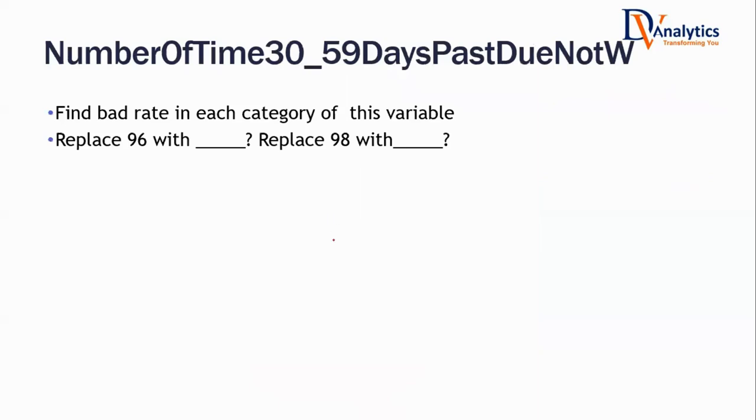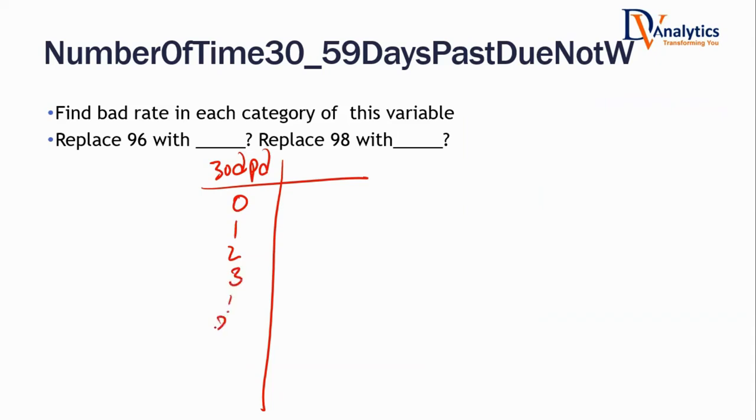So if you look at our data, the number of times 30 to 59 days past due, that means one month late frequency. What are the values that it can take? It is known as 30 DPD. It can be 0, 1, 2, 3, max to max 24. But what are the values that it is taking? It is also taking values like 96 and 98.